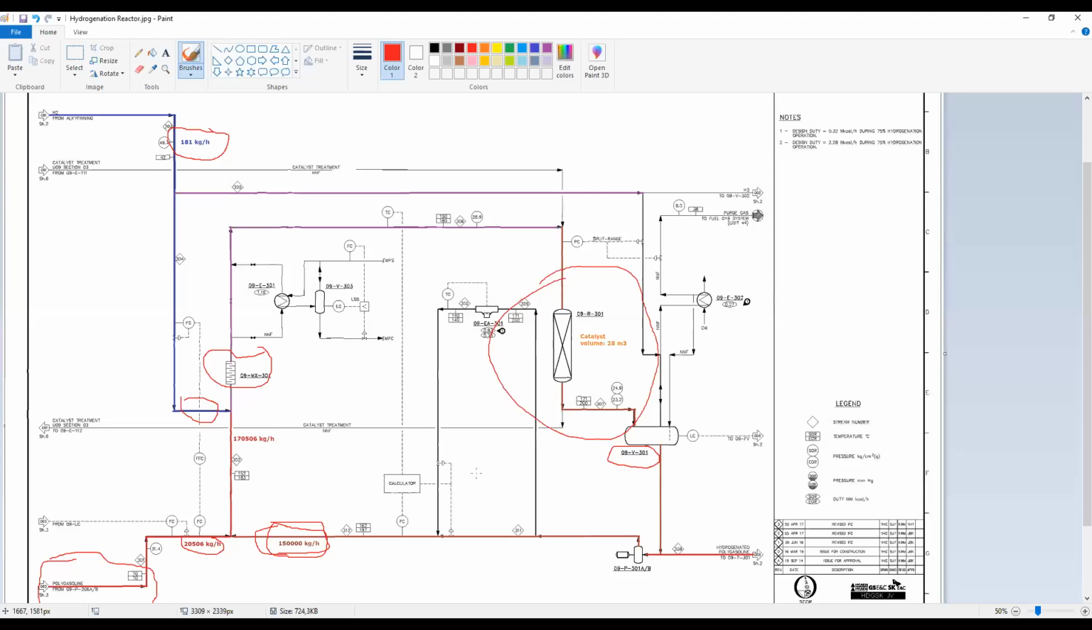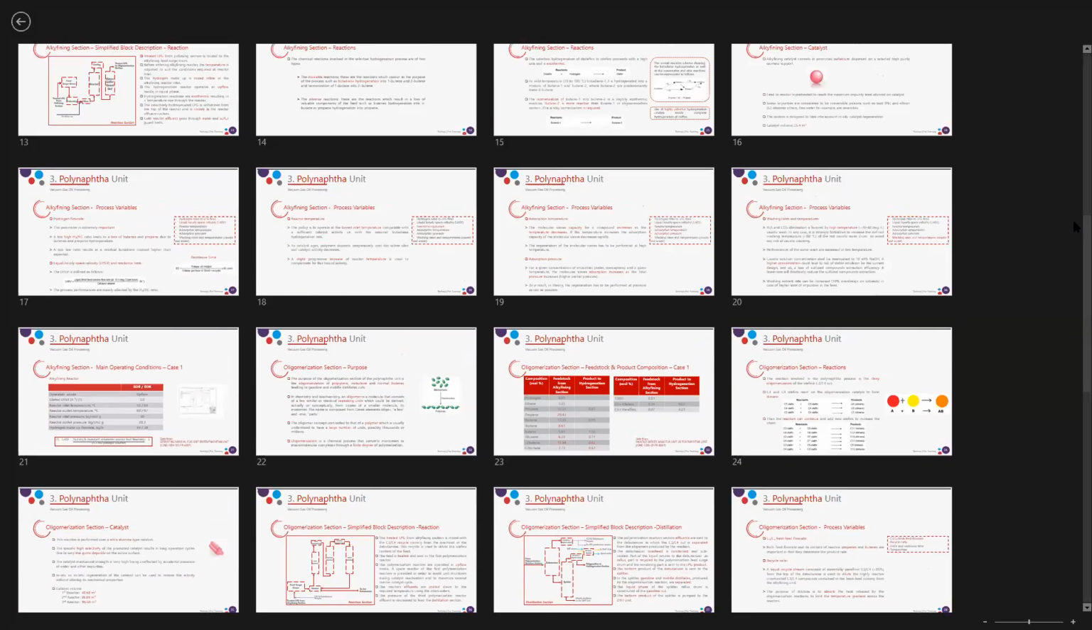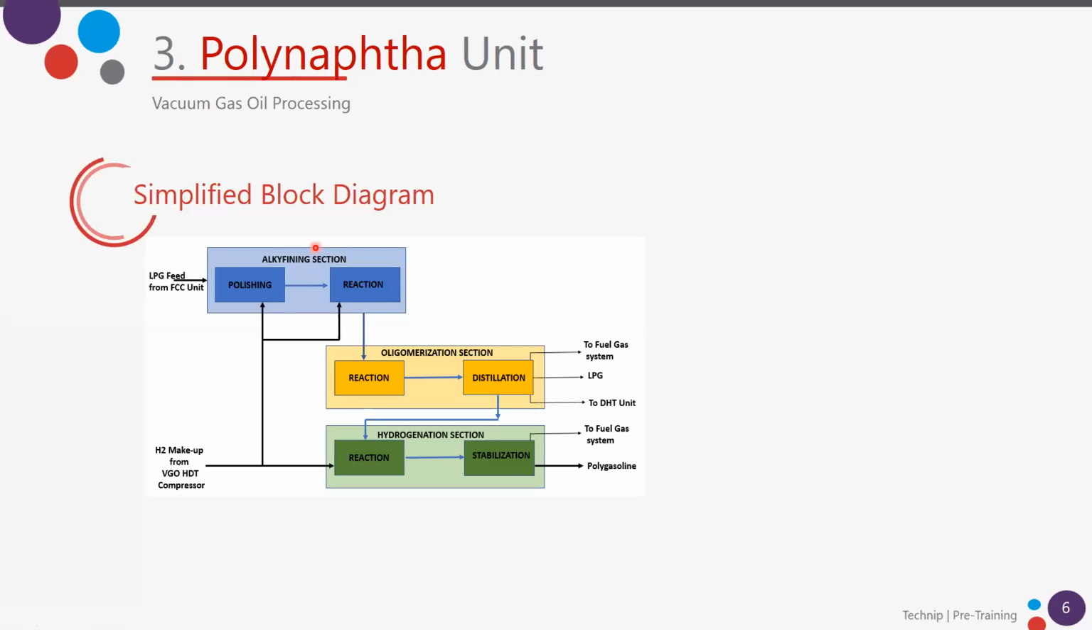So these are more or less what I had prepared for today about the polynaphtha unit. As you can see, it is an important unit of the refinery. We can go to the flow diagram where you have 3 sections. Remember, you have first the alkyl refining section, then the oligomerization section, and the hydrogenation section.